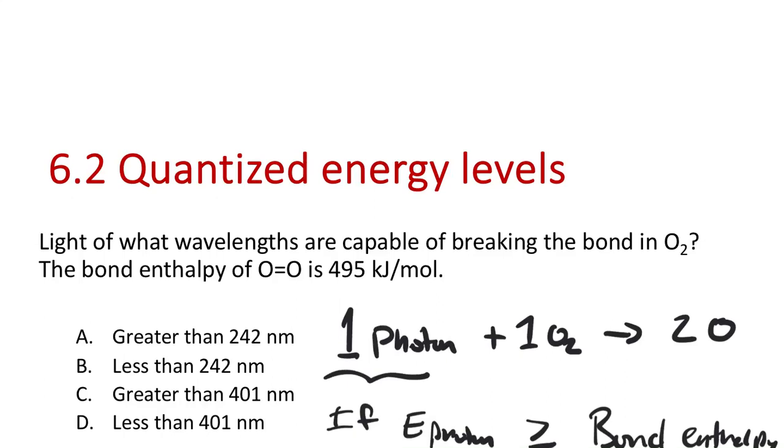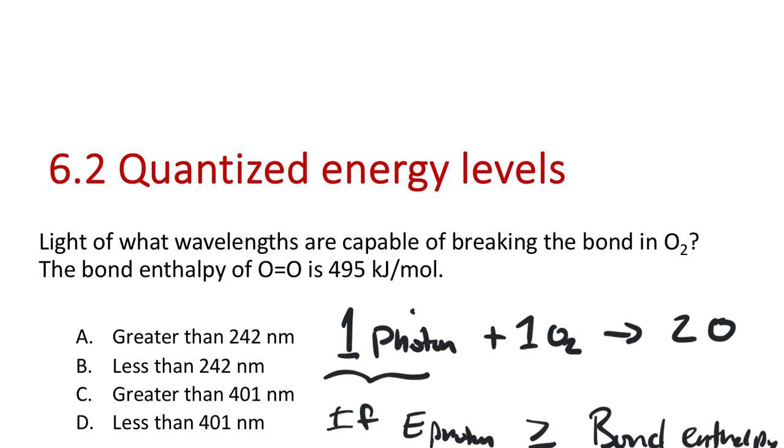Good morning, everybody. So we're going to start back up here in chapter 6 this morning. Last time we were looking at this particular problem, where we were looking at what wavelengths of light are capable of breaking a bond in a molecule of molecular oxygen, O2. And we're told that oxygen has a bond enthalpy of 495 kJ per mole. So the idea here is that if one photon of light hits an O2 molecule and that photon has enough energy, then it can cause that bond to break.